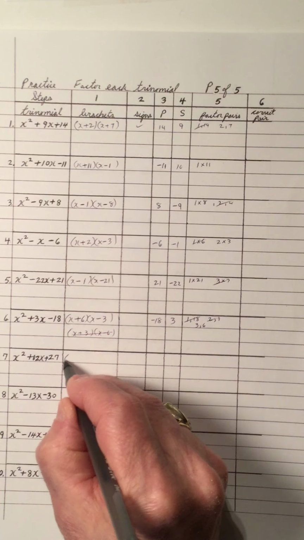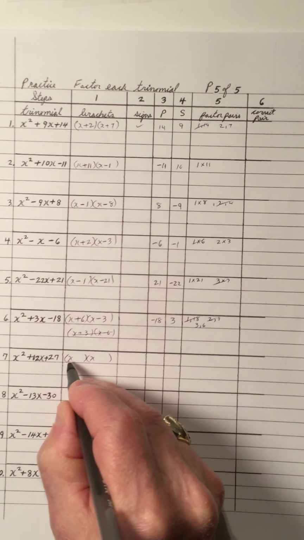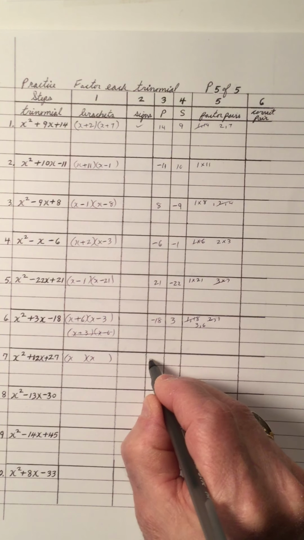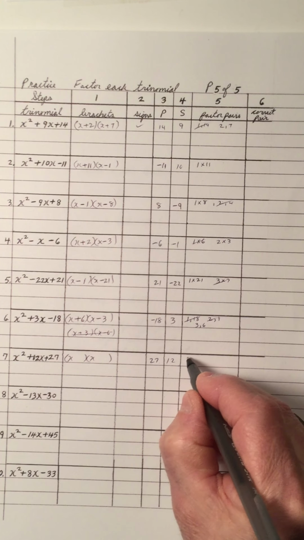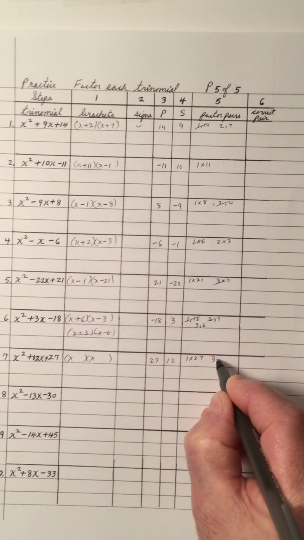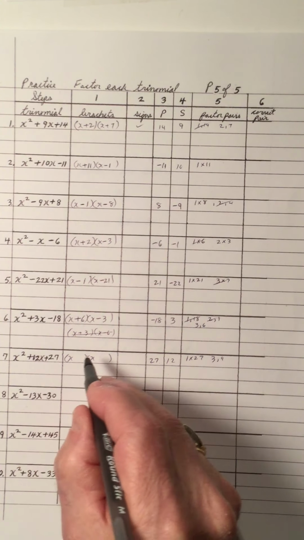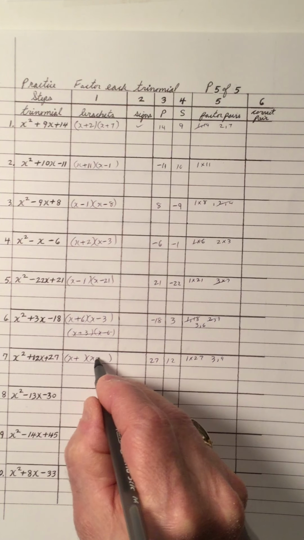We have a trinomial, which is factorable as 2 brackets. X goes in each of the first terms, because x times x is x squared. And we have a product of 27. We have a sum of 12. 27 is 1 and 27, and 3 and 9. So product is positive, so we'll have 2 pluses. So there's the 2 signs.